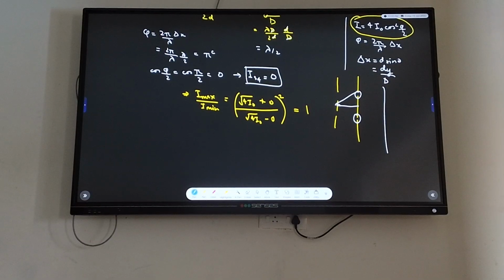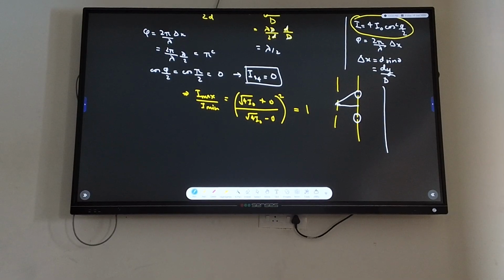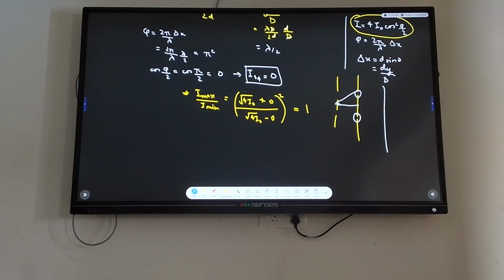Which one? Second. I don't apply the a1 plus a2 formula. Apply the formula that I have given. Root I1 plus root I2, the whole square. Root I1 plus root I2.